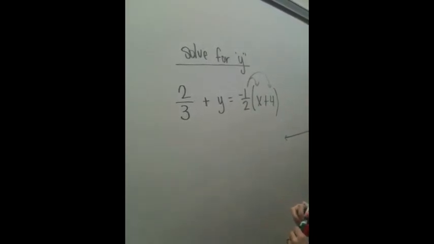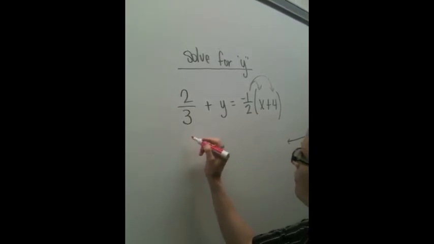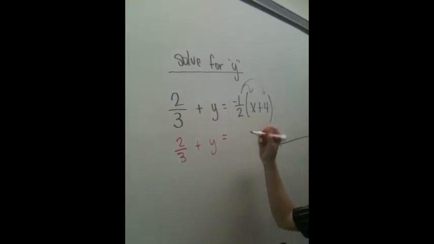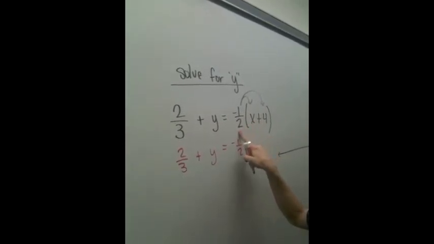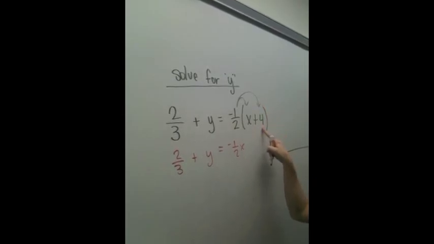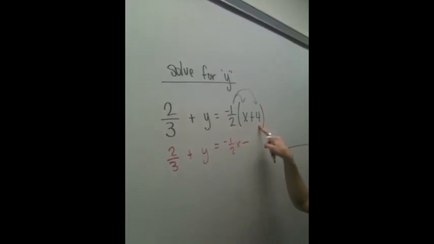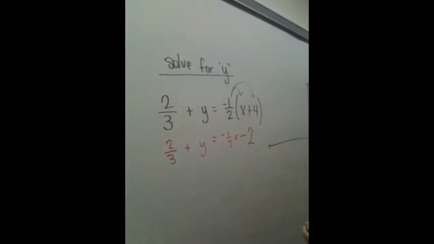Okay, so I'm going to distribute negative 1/2 to my parentheses here. Doesn't change the left side, so I'm going to rewrite that. This would be negative 1/2 x. Negative 1/2 times a positive 4 is going to be minus, and 1/2 of 4 is 2, right? Right. Okay, so that gives me 2.